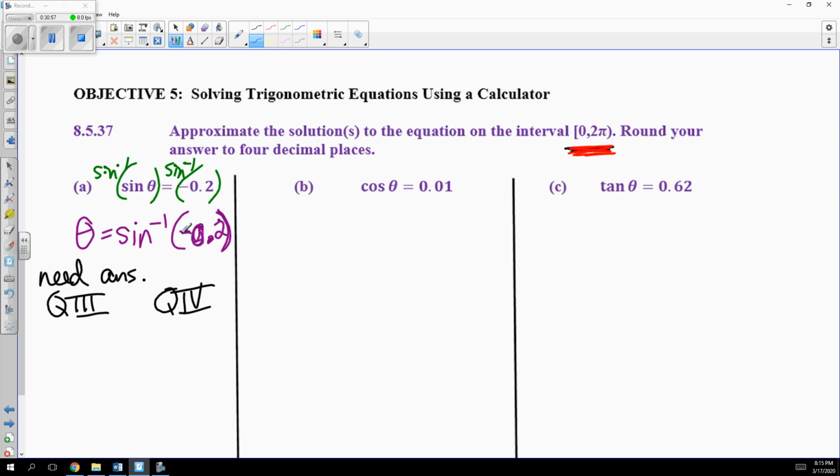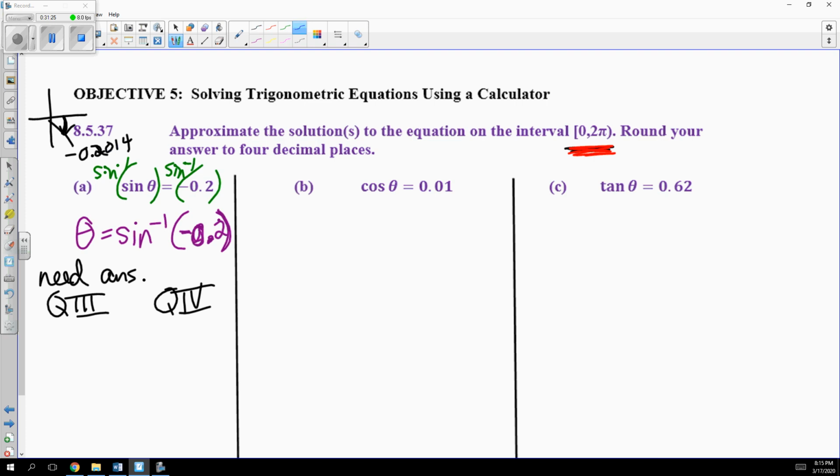And then you're going to press second sine of -0.2. And what I get is this angle that lies in quadrant 4 that goes this way. Remember, it's giving me a negative angle, so it's giving me -0.2014 if I'm rounding it to 4 decimal places, but I need it to be on that interval 0 to 2 pi.